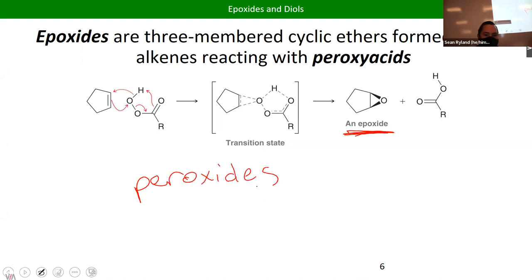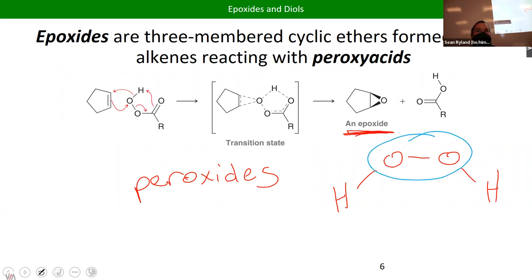peroxides are oxygens that have a single bond. We have two oxygens with a single bond between them. All right, so hydrogen peroxide looks like this, right? And that middle bond is the peroxide bond. So a peroxy acid looks a lot like a regular carboxylic acid, except it's got a peroxide linkage in between.